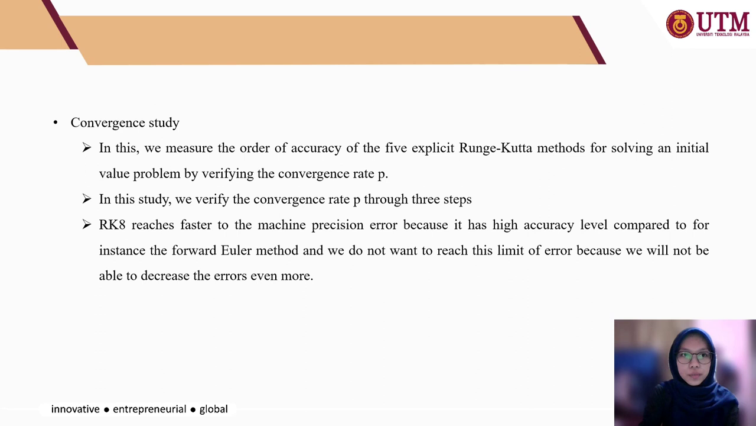Then, the convergence study. In this, we measure the order of accuracy of the 5 explicit Runge-Kutta methods for solving an initial value problem by verifying the convergence rate P. In this study, we verify the convergence rate P through 3 steps. RK8 reaches the machine's precision error faster because it has a high accuracy level compared to, for instance, the forward Euler method, and we do not want to reach this limit of error because we will not be able to decrease the errors even more.